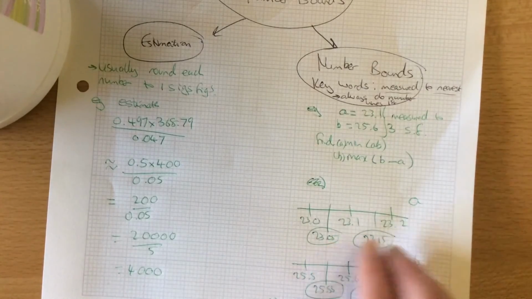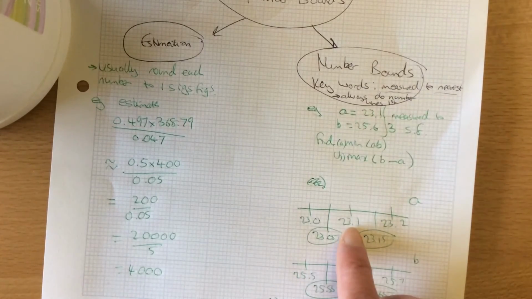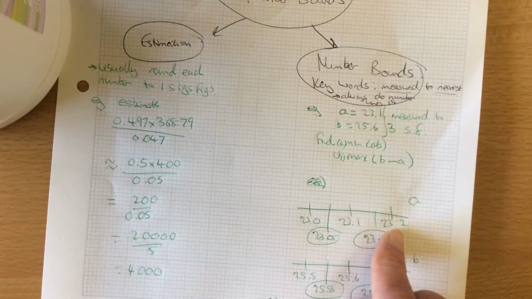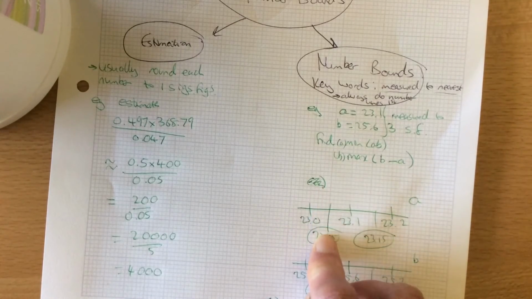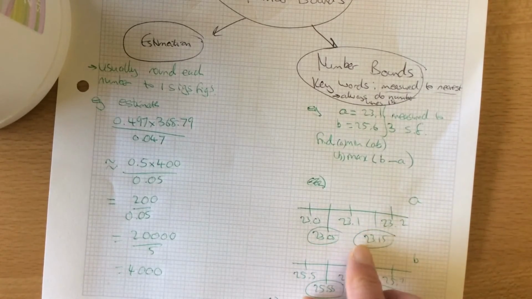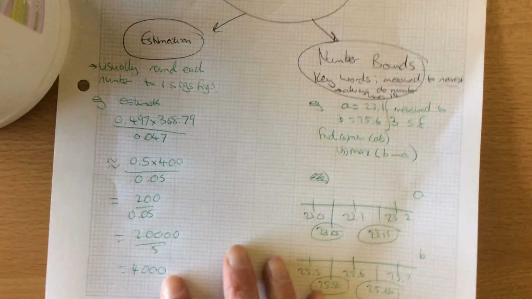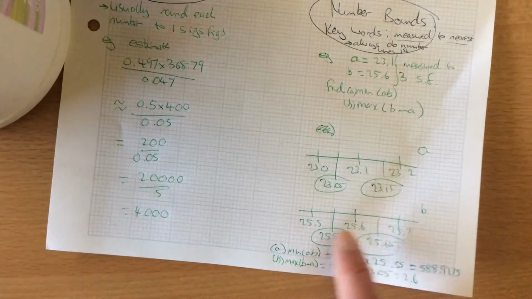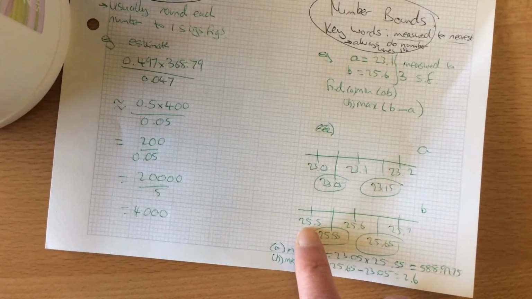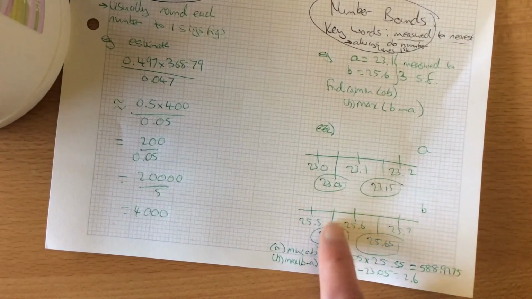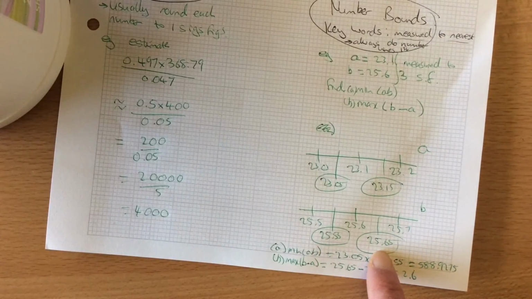So here's my wee diagram for A, 23.1. The next number up will be 23.2, and the one before it 23.0. And you draw in your wee halfway points. So 23.05, your wee halfway point there, 23.15. I'll do exactly the same for the B number, 25.6. The next one up is 25.7, the one before it's 25.5. Draw in your halfways, 25.55 and 25.65.